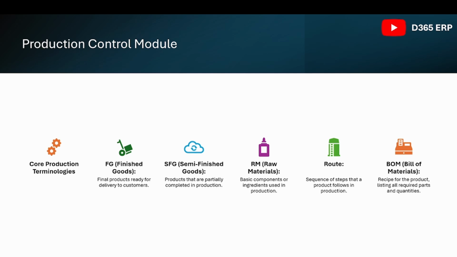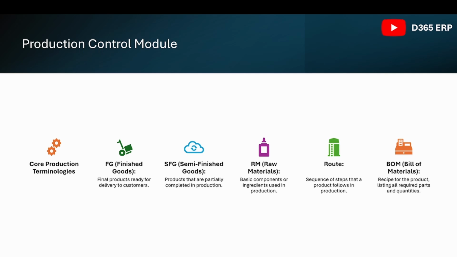Next we discuss the key terminologies. These terms might sound technical, but understanding them makes it easier to follow the production process. I will walk you through each one in simple terms, so let's jump right in. First is FG, or finished goods. They are completed products ready to be shipped out to the customer. It's like the end result of the whole production cycle. Next is SFG, which stands for semi-finished goods.